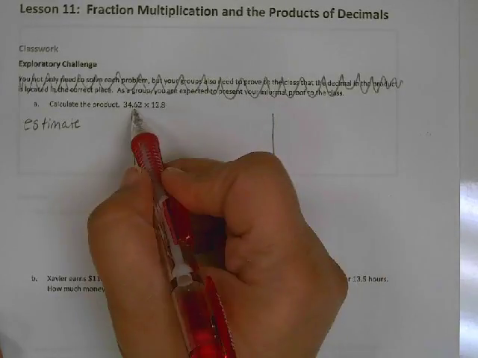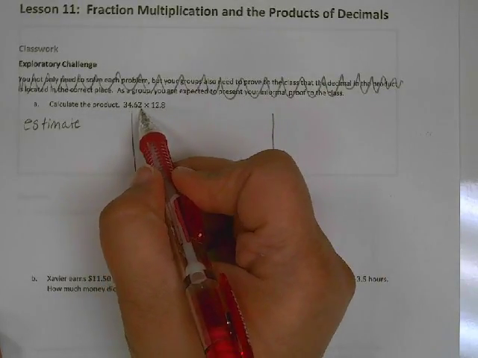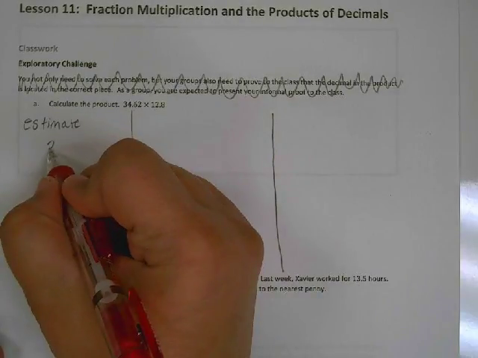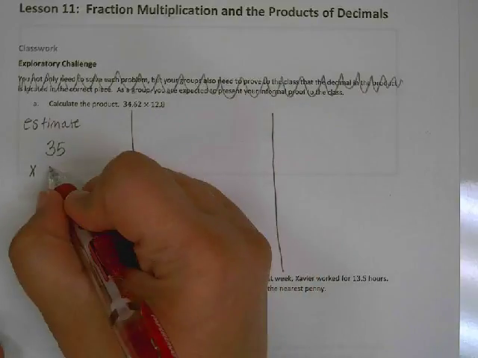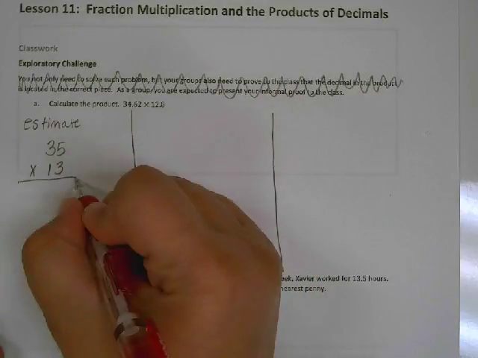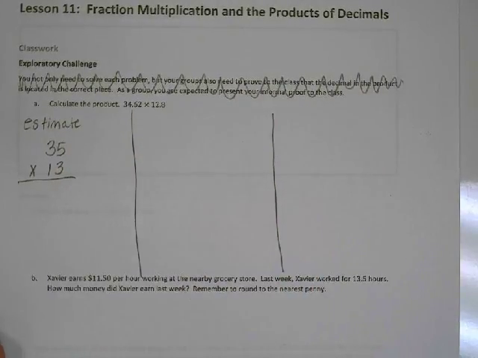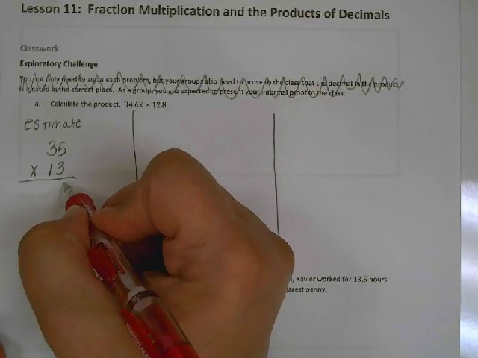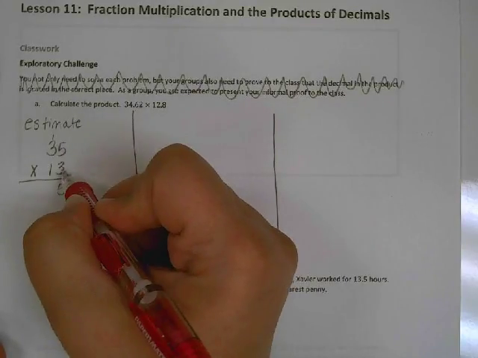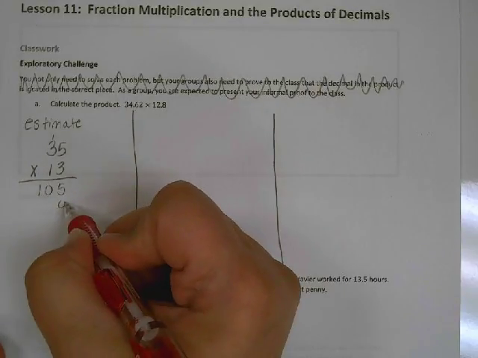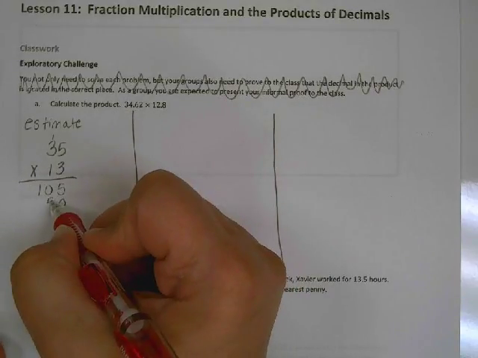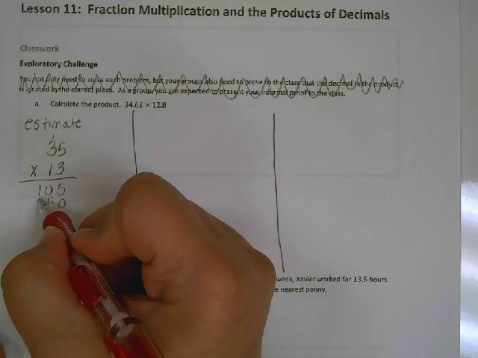So if I'm going to estimate, 34.62 is closer to 35 and 12.8 is close to 13. So I'm going to now multiply this out. 5 times 3 is 15. Regroup my 1. 3 times 3 is 9 plus 1 more is 10. Put in my placeholder. 1 times 5 is 5. 1 times 3 is 3.